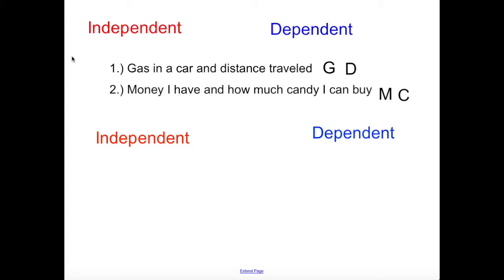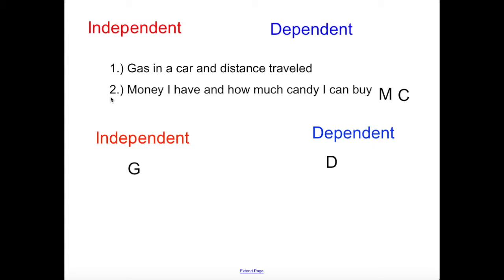So let's say we have gas in a car and distance traveled for our real world situation. Now, how much gas we have affects how far we can drive. So we're going to say that G, representing gas, is our independent variable, and D represents distance. Now I'm going to say that again. Distance depends on how much gas we have. Gas does not depend on how much distance we have.